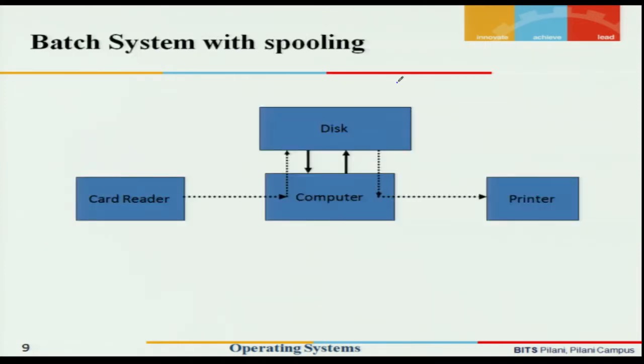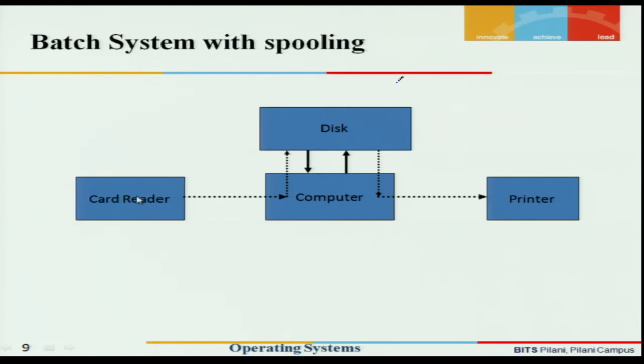Another improvement that was introduced in batch systems was termed a batch system with spooling. The previous diagram, where the batch system was indicated, had a card reader, a computer, and a printer. In this case, we know that card readers are very slow. Similarly, card readers and printers, being mechanical devices, are very slow.